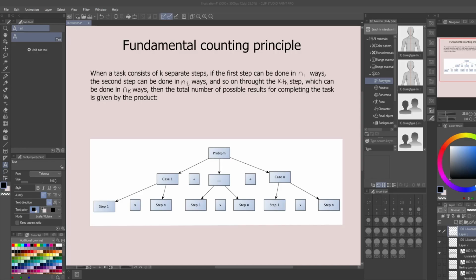You can break it down into case 1. And in case 1, you can break down part of the problem into steps and solve that particular part of the problem. So then you can do step 1 times as many steps as you have all the way to step n. And then you get the output for case 1.